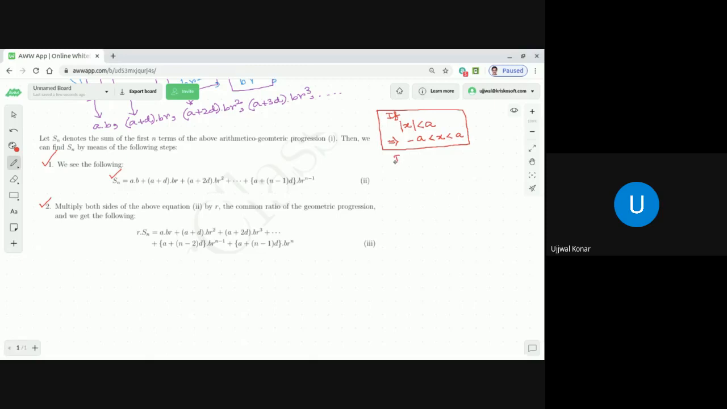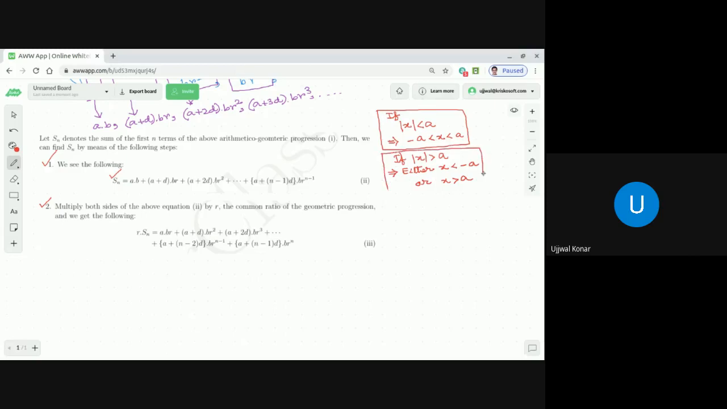And also another thing: if mod of x is greater than a, then we can conclude two things. Either x is less than minus a, or x is greater than a.